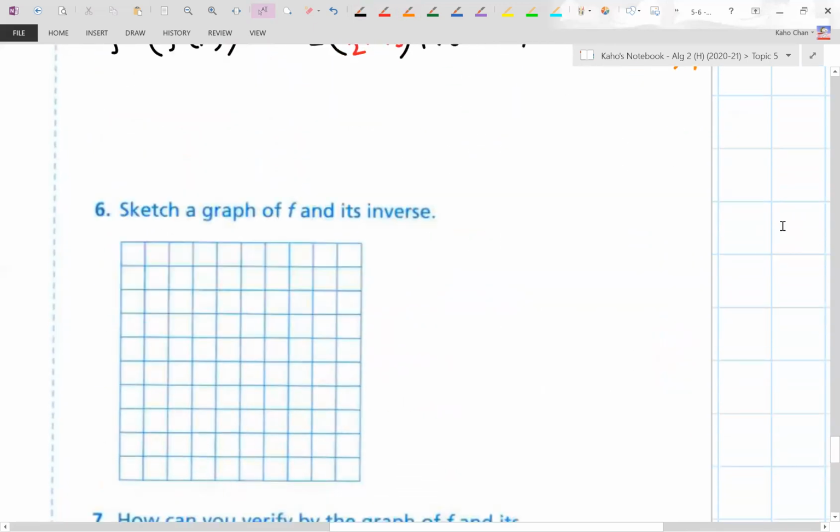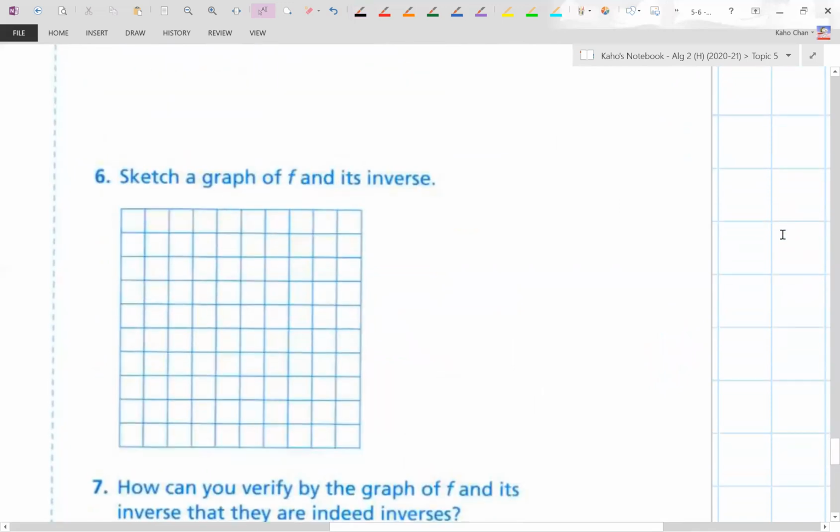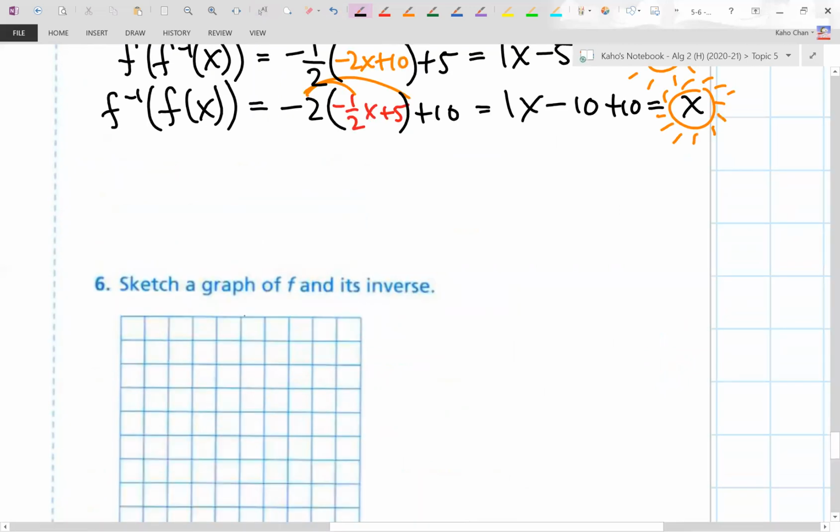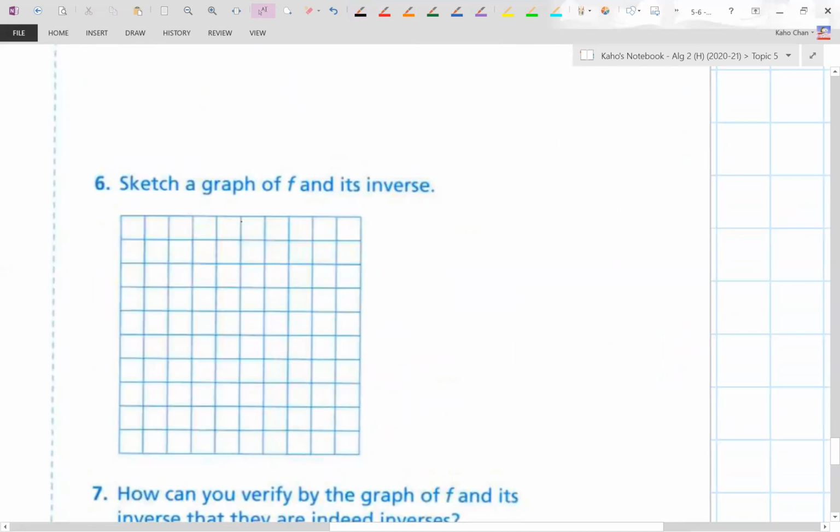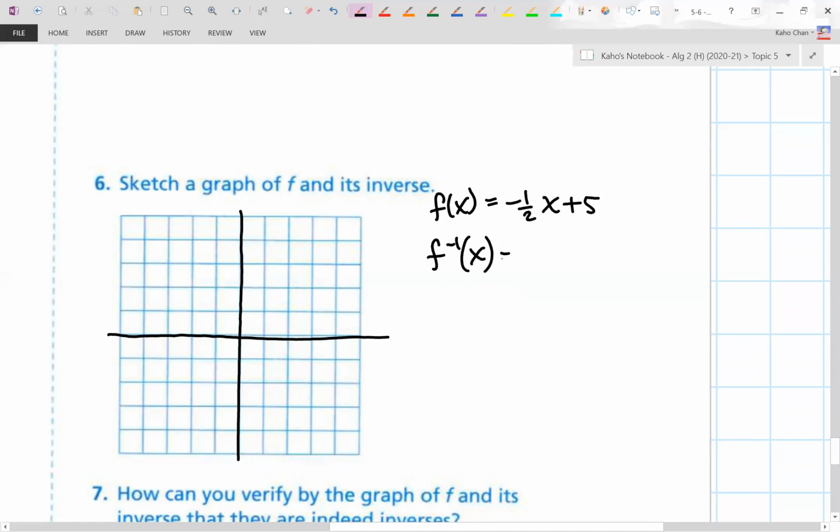Almost done. Oh, we want to sketch the graph of that. Because I have a 10 and a 5, I'm going to have to go by a scale of 2, I believe. Here are my original function, just for reference, because my screen has been moved up, and here's my inverse. When we graph them, we should get a mirror image for both of them, right? We're going by 2's, by the way.